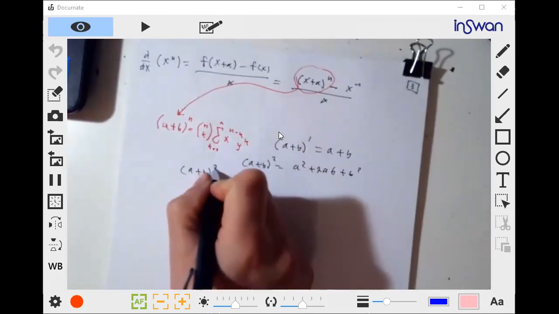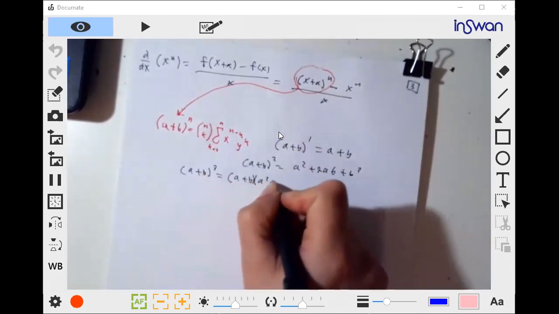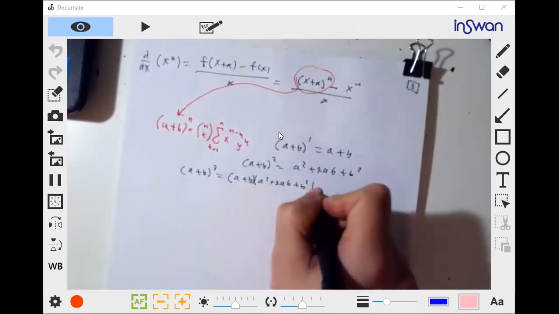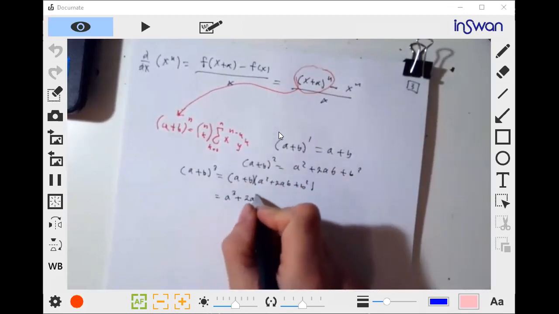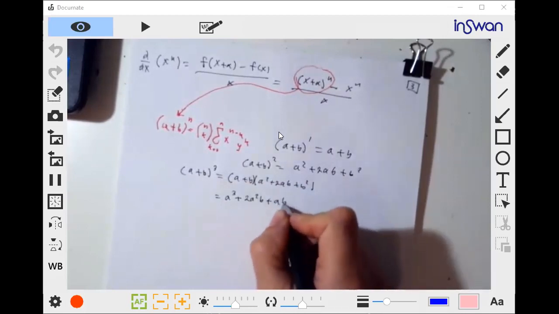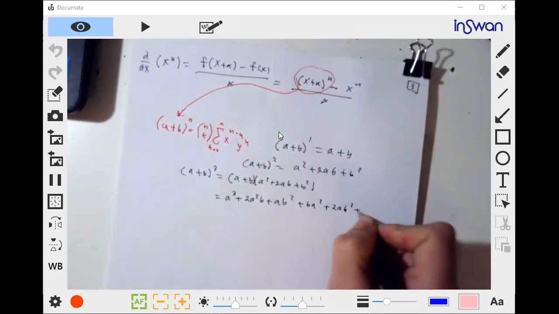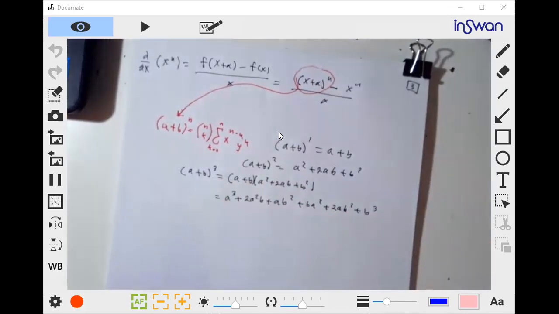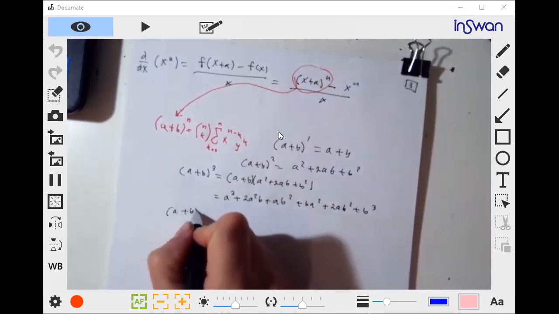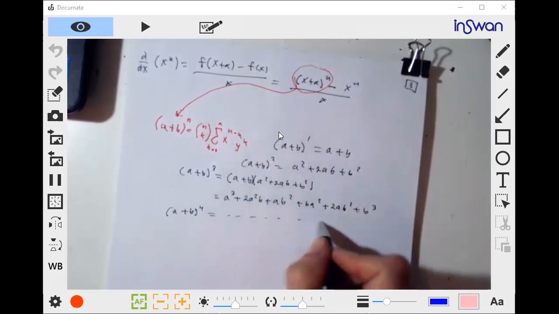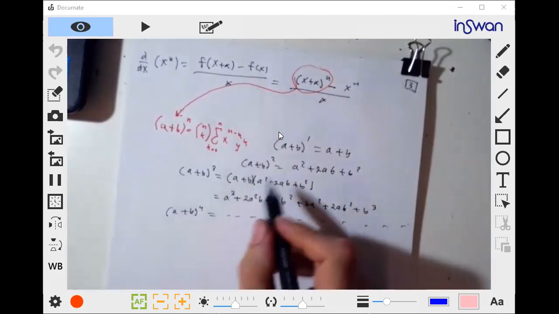A plus b cubed is equal to a plus b times this a squared plus 2ab plus b squared, which then results in a cubed plus 2a squared b plus ab squared plus ba squared plus 2ab squared plus b cubed. Okay. And a plus b to the fourth power is going to be something even more extensive and more complicated. But there is a trend. Notice that there is a trend here.